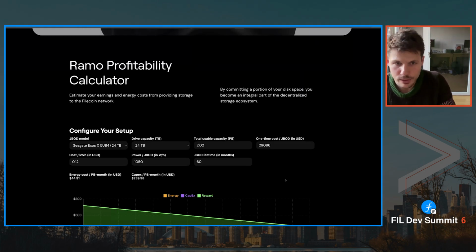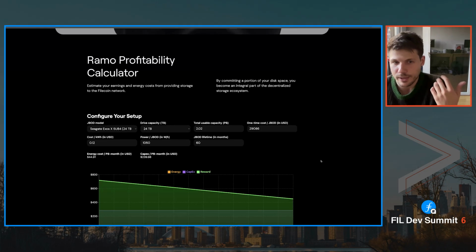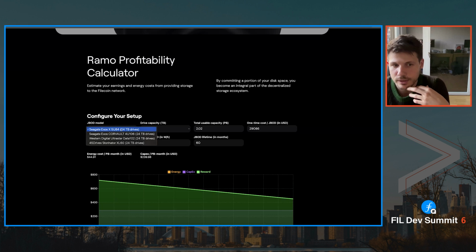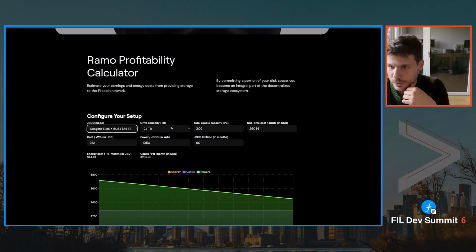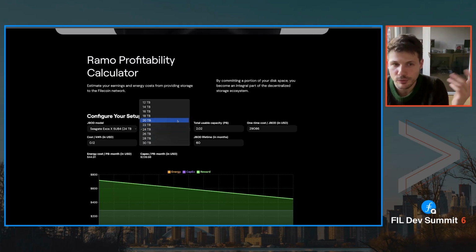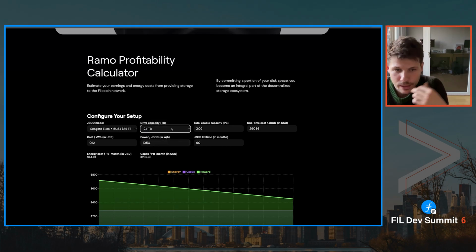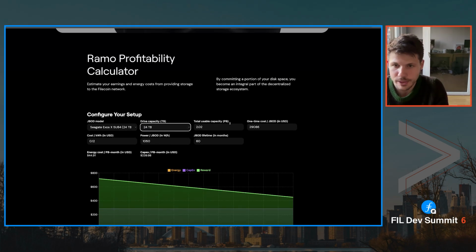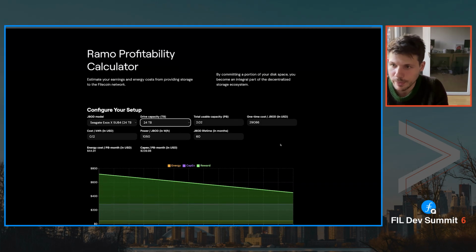Now, in the context of storage, it's really simple. Usually, providers have a few SKUs that they use. Usually this is a Seagate Exos 5U84, a very famous JBOD. And then you have a variety of these chassis that you use, and a particular kind of drive, and it goes from low density ones that are a few years old to super high density ones that are 30 terabytes. What the calculator does here is basically give you a sense of how much money you're going to make if you allocate your hardware on the Ramo network.